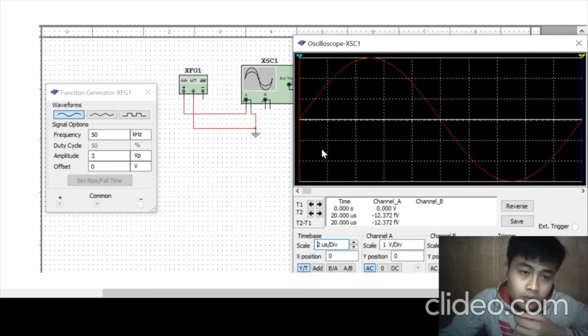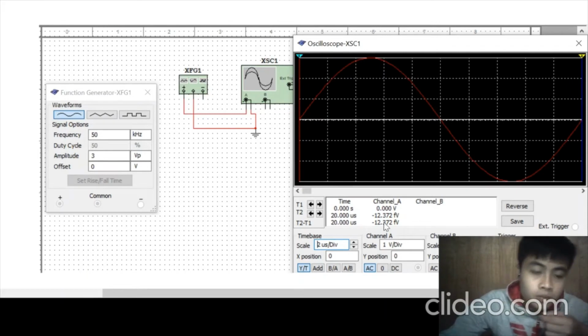period for this one full cycle. So here it already shows us the period, which is 20 microsecond, the same as what we already got with the calculation method. So now I will prove that this is the exact value of the period.